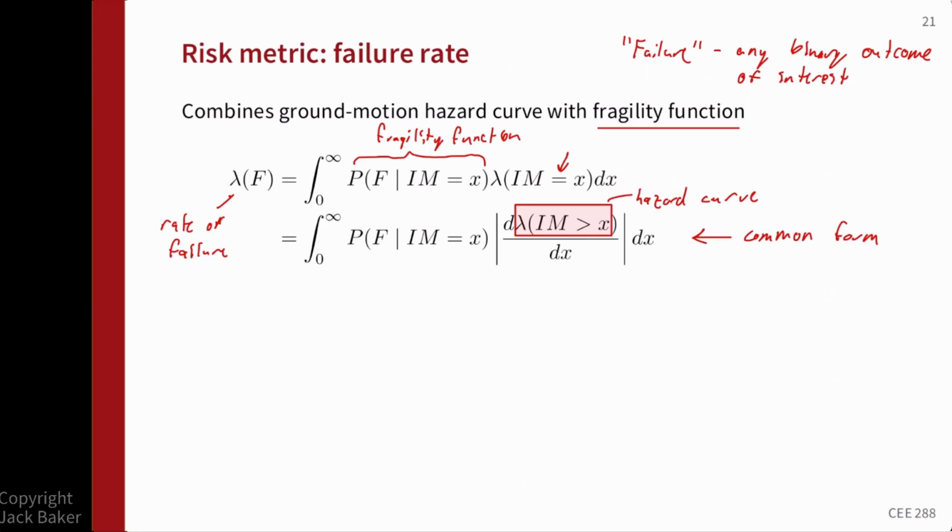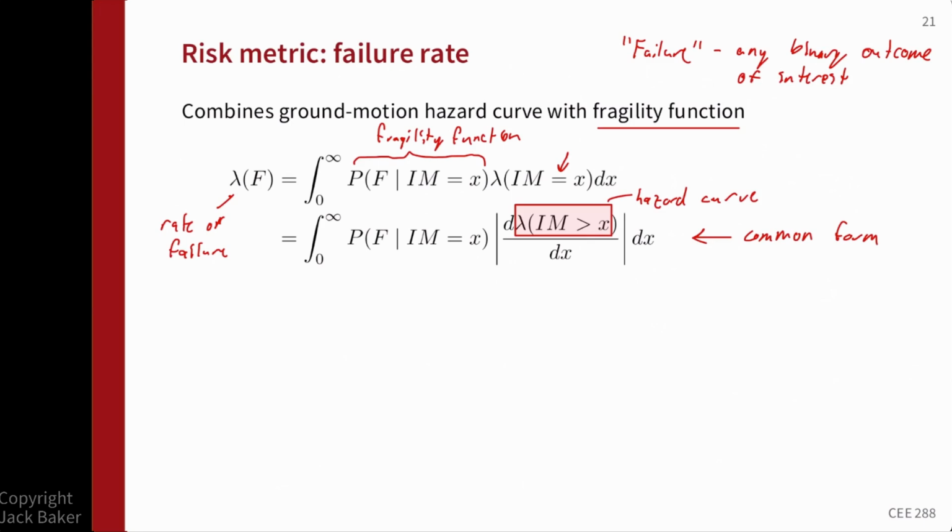Okay? So the way that we commonly do this is we're using the second equation. This is the most typical way you'll see this written out. And inside of this term here on the right, we've got the hazard curve, so the rate of IM greater than x is our hazard curve. What we'll do is we'll take a derivative of that hazard curve with respect to x. It's like taking the derivative of a CDF to get a PDF. We've got derivatives of exceedance functions, which have negative slopes.